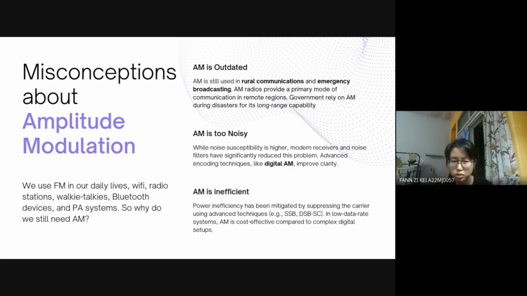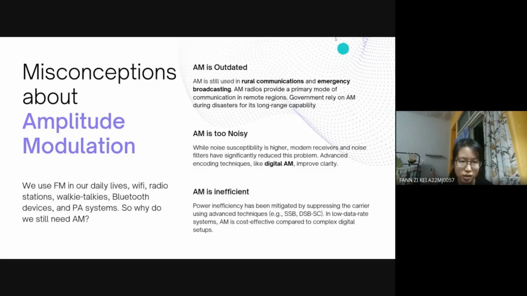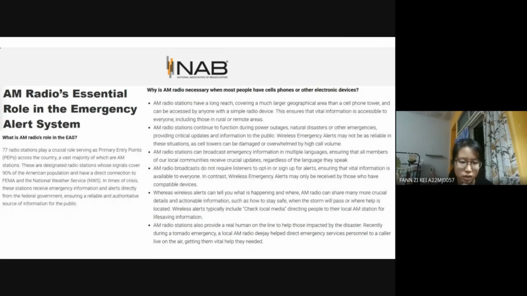AM is also considered too noisy, but we can solve it with digital AM to improve clarity. AM is also considered inefficient, but we have a solution for that too, just like what I mentioned, single sideband and double sideband suppressed carrier. So there is an example in the next slide that tells you how AM is important.